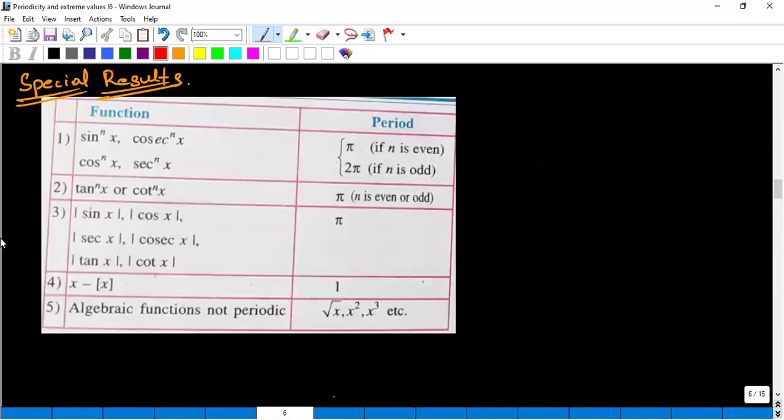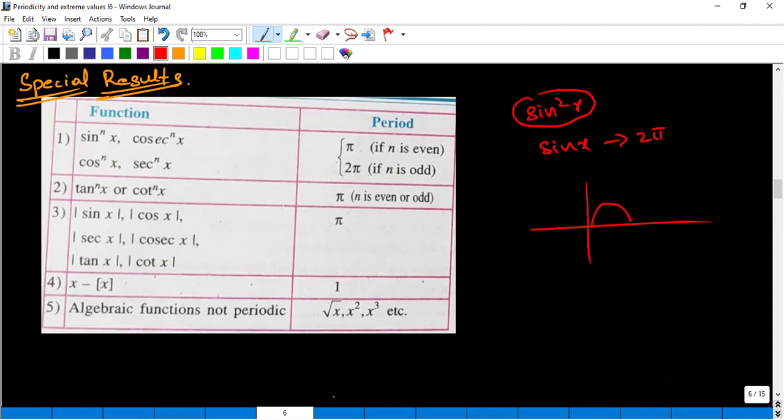Let us see the results here. What if you have sine square x? If you have sine x, the period is 2 pi. What do you tell about this? We know the graph. The graph will be like this. This is sine x. Then what is sine square x? This portion, whatever is there in the quadrant 4, that will come to the first quadrant. Hope everyone understood this. Because you are squaring it, the values will become positive.